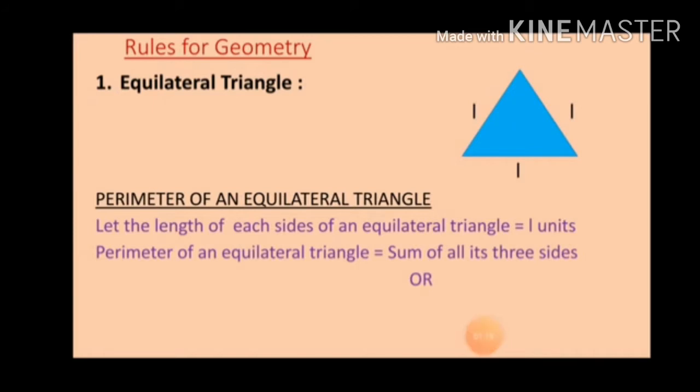Now, if we know the length of each of its sides, we can multiply the length of each side by 3, or else we can take the sum of all its three sides to obtain its perimeter. As such, we know the length of each side of this equilateral triangle is represented by the small letter L, so we write it in place of the length of each side. So we get its perimeter is equal to 3L units.